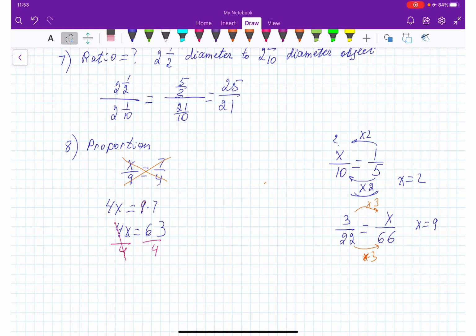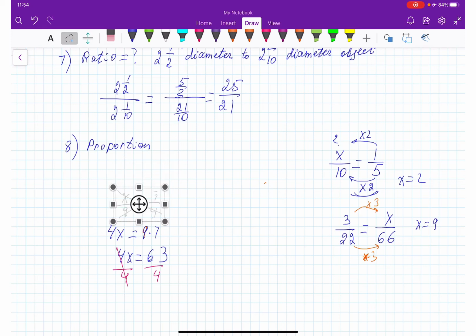Let me leave the original one the way it is. I'll do it this way. Move this down since we already have it. And this is 7. Here I'll write down clean, so we'll have a clean version: x over 9 is equal to 7 over 4.